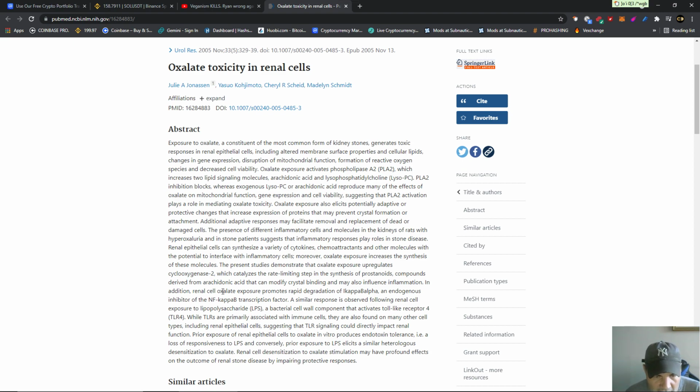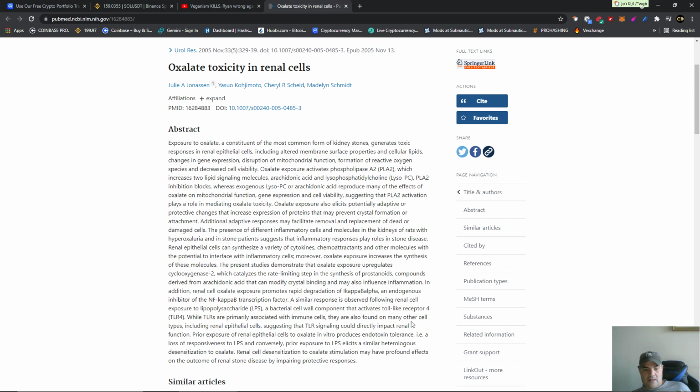In addition, renal cell oxalate exposure promotes rapid degradation of I-kappa-B alpha, an endogenous inhibitor of NF-kappa B transcription factor. A similar response is observed following renal cell exposure to LPS, a bacterial cell wall component that activates toll-like receptor 4, TLR4. Okay, so now we're getting an immune response and an inflammation response. That's what that means. While TLRs are primarily associated with immune cells, there you go.